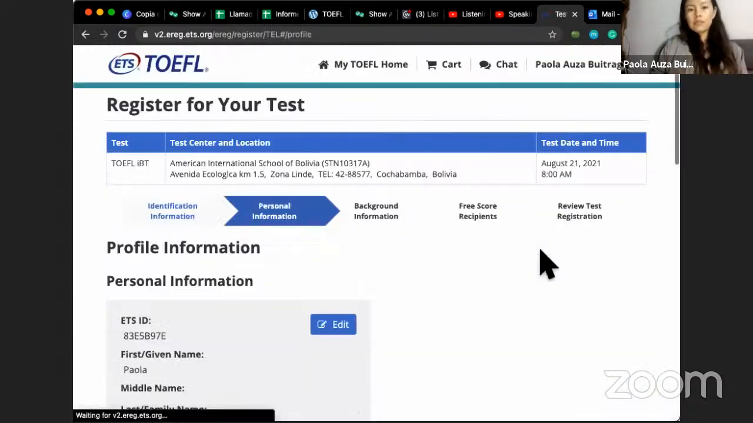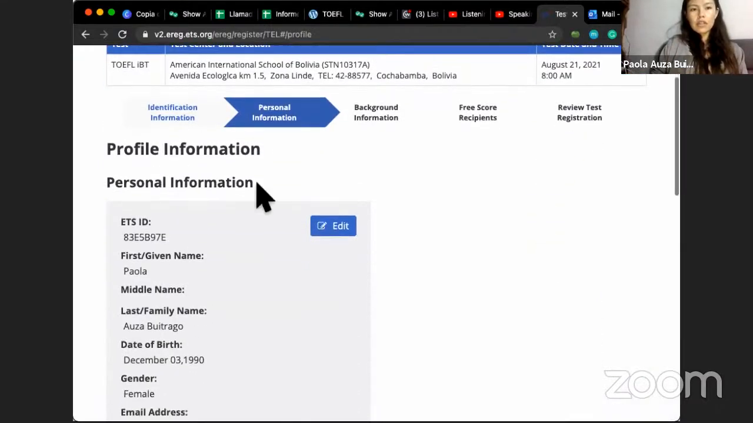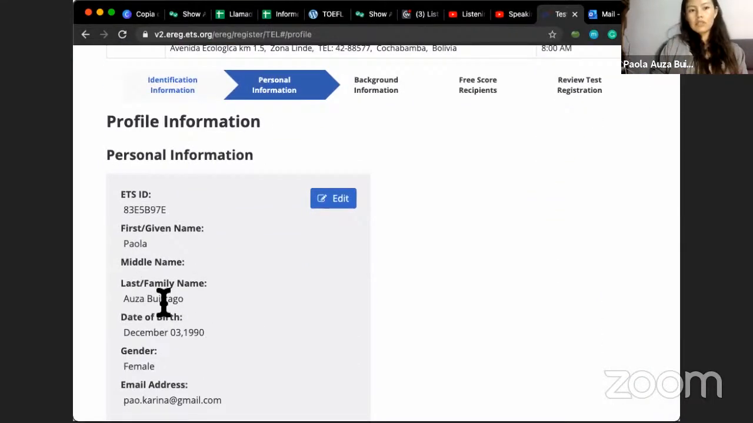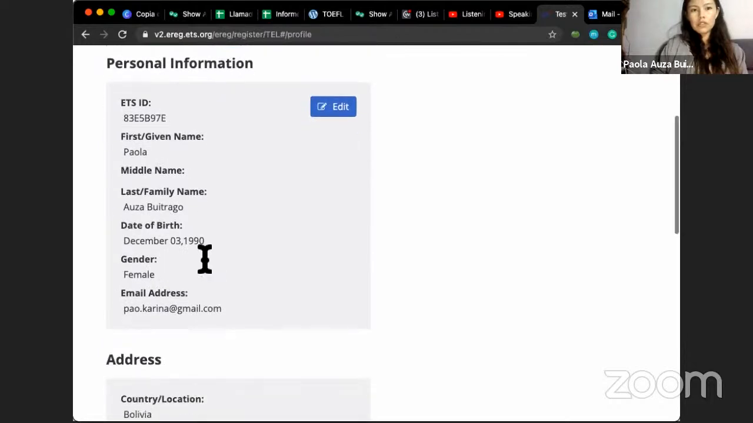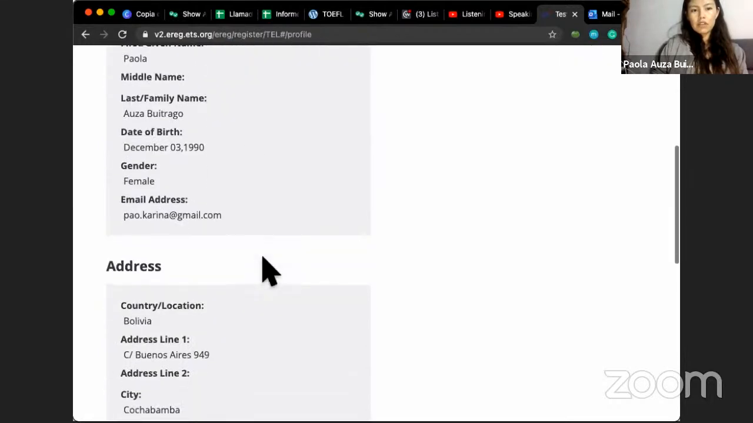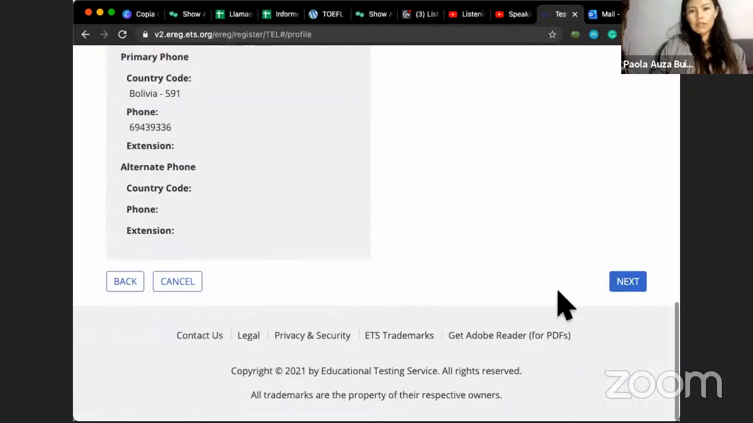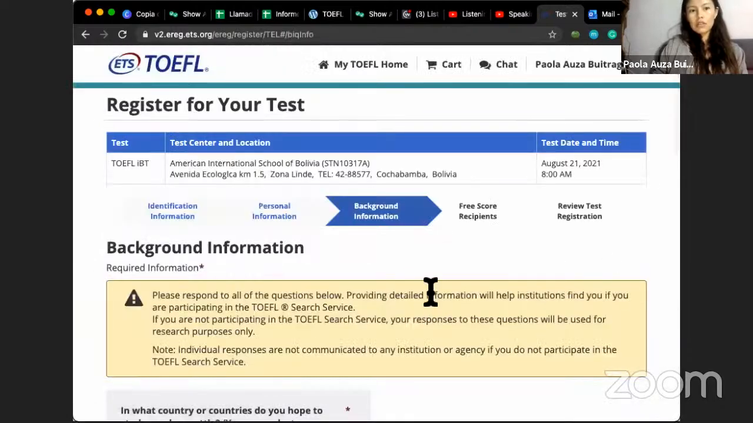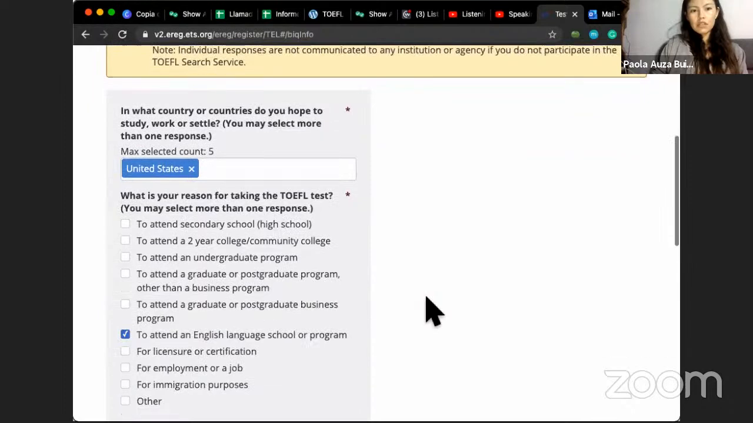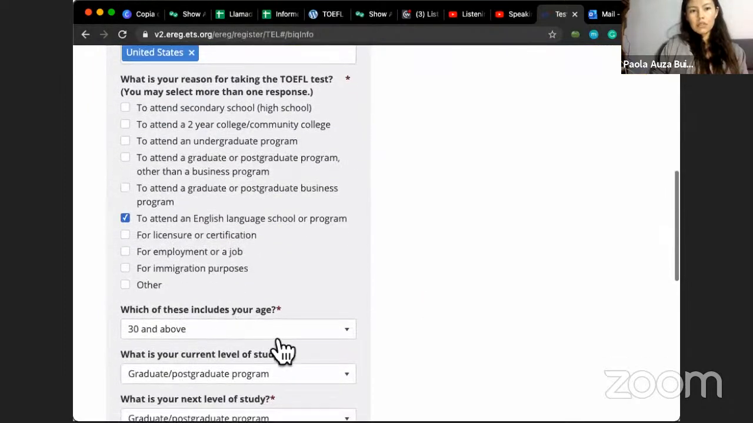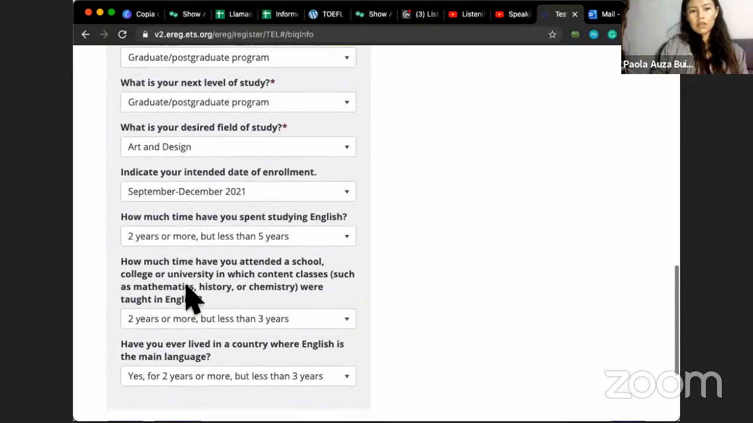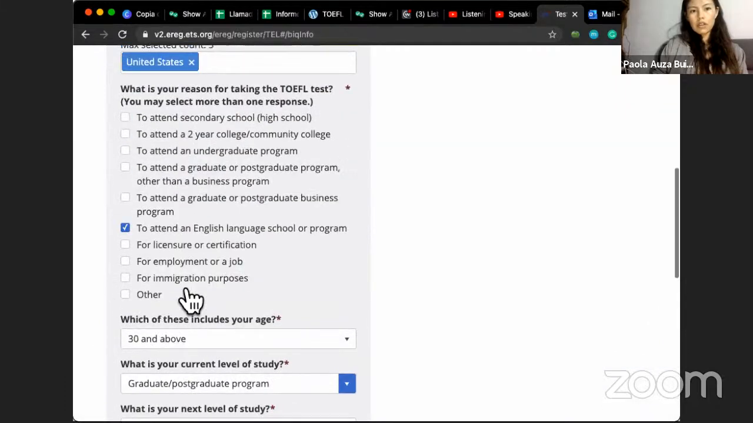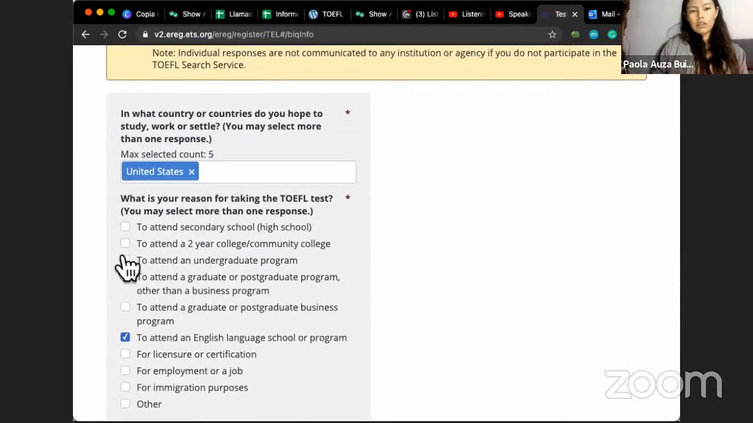Pasamos a next. And here they're going to give us the information for the profile. Si hay algo que quiera cambiar, me da la oportunidad. I go next. Background information. Esto igual se llena básicamente. Yo lo había llenado antes, así que se me llena automáticamente. Pero esto simplemente no tienen que ir llenando un poquito.